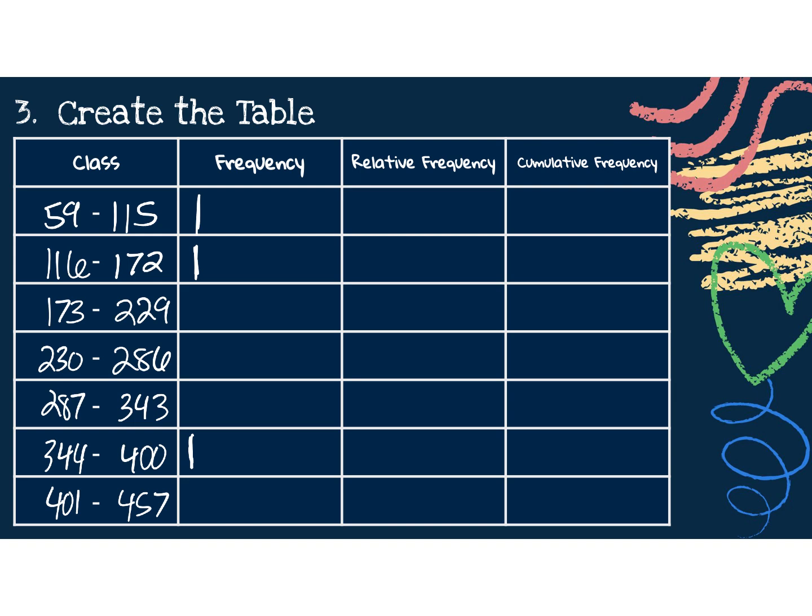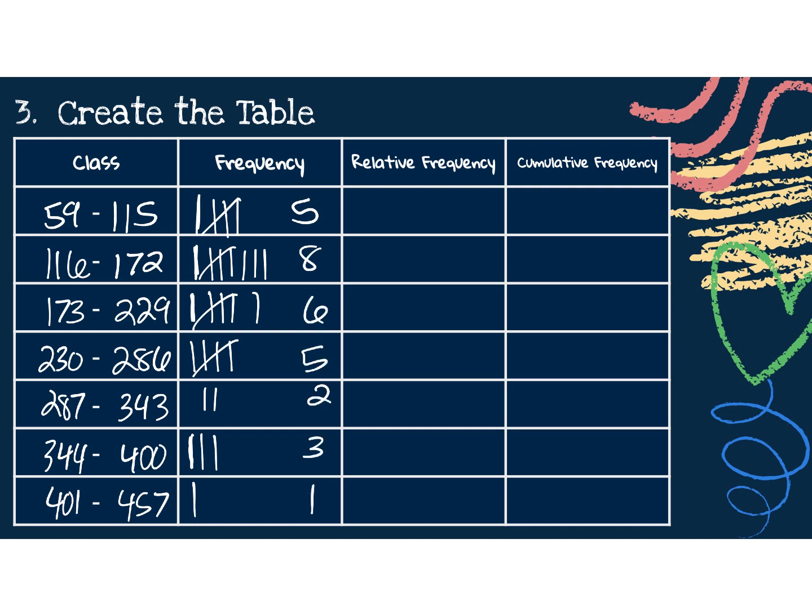And then the next one's 200. It would fall right there. So go ahead and pause the video here and keep counting your frequencies, and then come back for the answer. Okay, and this should be what you got. 5 for our first class, 8, 6, 5, 2, 3, 1.